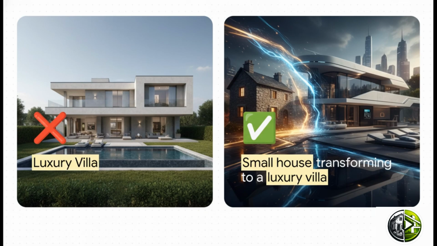This first trick is all about shifting your prompt from a boring, static description into an active, dynamic journey. Notice the stark contrast here. If you just type luxury villa, the AI gets no story. It just spits out a generic building. But if you ask for a small old house transforming into a luxury villa, boom, you immediately give the AI a narrative. It blends the textures of the old structure with these sleek, modern upgrades, and you end up with a generation packed with incredible visual tension.